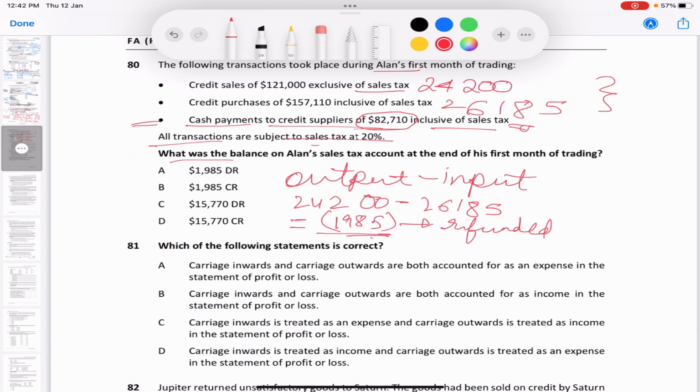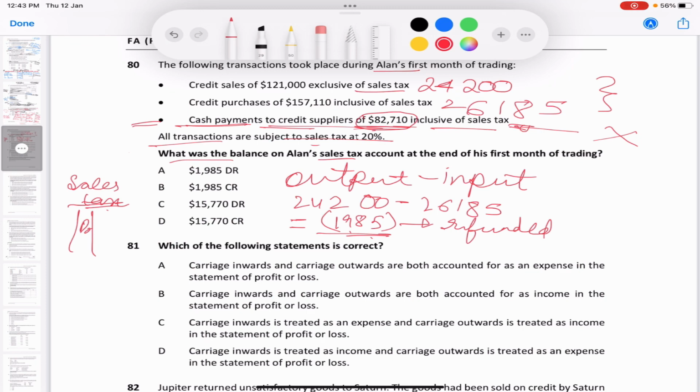Now let's go back to the question. Cash payments to credit suppliers of 82,710. Okay. Before even getting into that, since it is cash payments, let's ignore it. It's 1985, debit or credit? Again, please think about it properly. What is the usual sales tax balance? It is debit. Why? Because this is an expense, right?